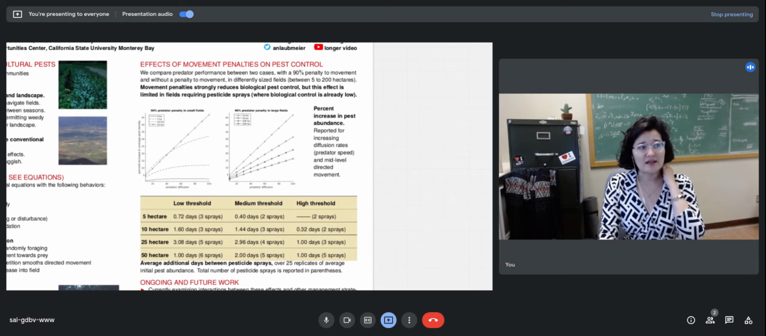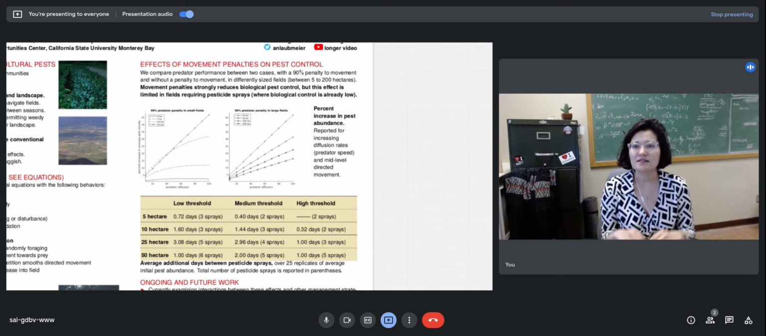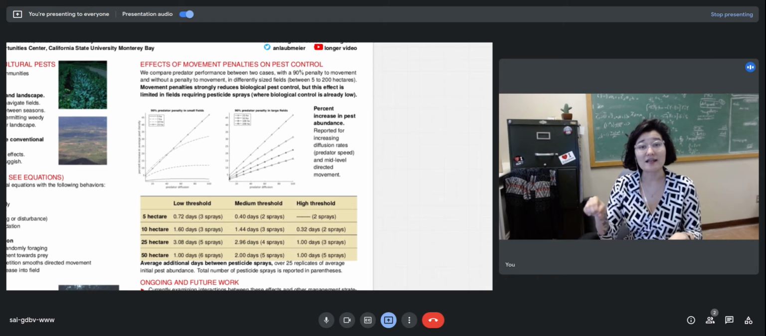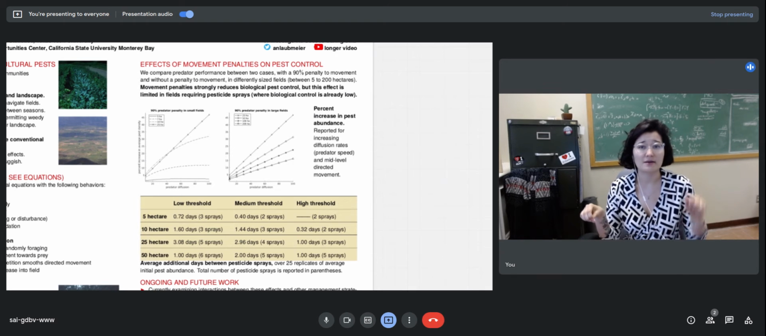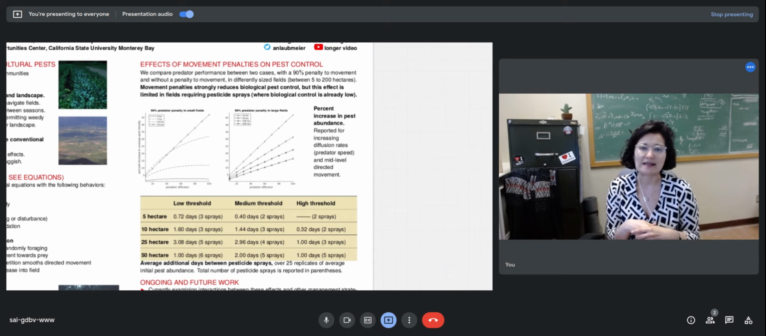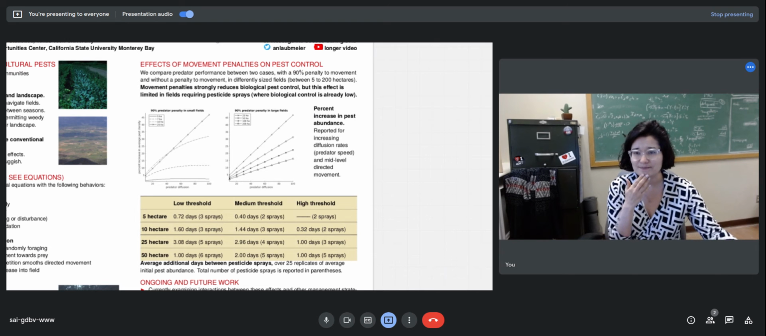So the effects that we saw were kind of mixed. We looked at comparing predator performance for pest control when there's a 90% penalty to their movement parameters compared to no penalty to their movement parameters. And we looked at differently sized fields, because that's something I'm kind of interested in, between 5 to 200 hectares. That's a measure of field size.